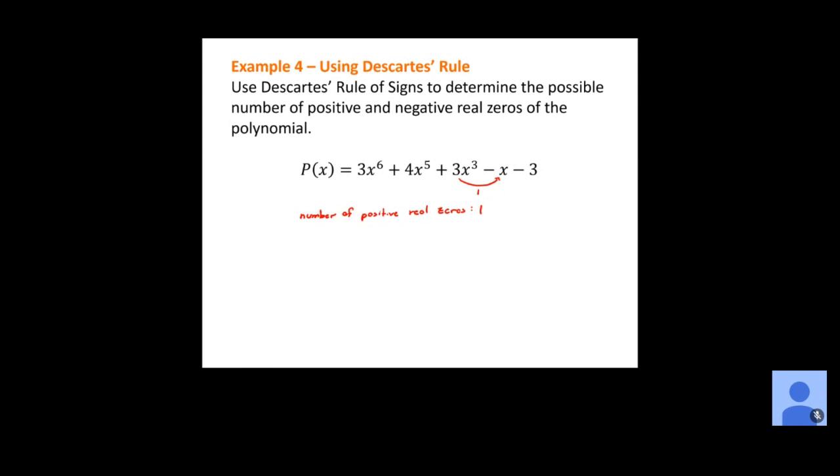Okay, now to find the number of negative real zeros, I'm going to substitute negative x in here, simplify it, and then we're going to count up the sign changes. We'll do p of negative x. It's going to be 3 times negative x to the 6th plus 4 times negative x to the 5th plus 3 times negative x cubed minus negative x minus 3.